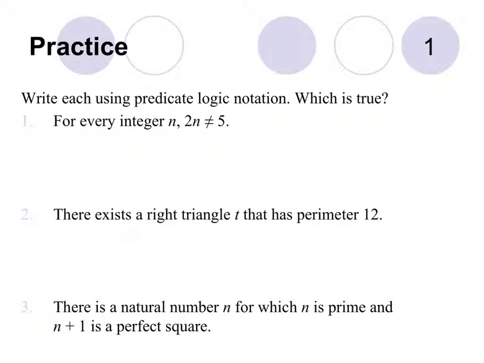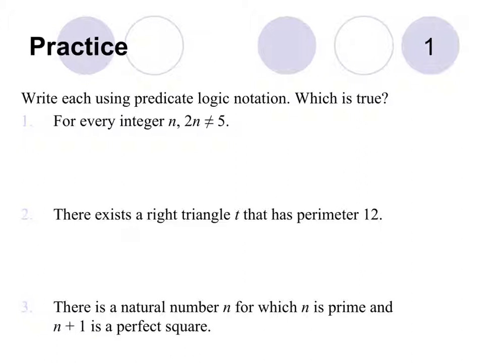Here are a few examples of writing English sentences using predicate logic notation. These are from the end of the slides from section 1.4, which we didn't get to in class. It's also covered starting with example 5 and ending with practice problem 4 in section 1.4 of your textbook if you want to see more examples.